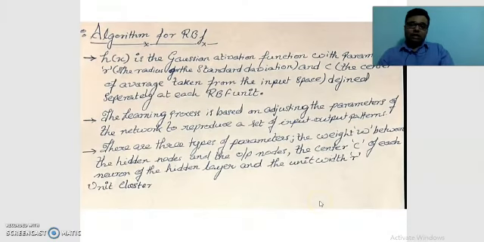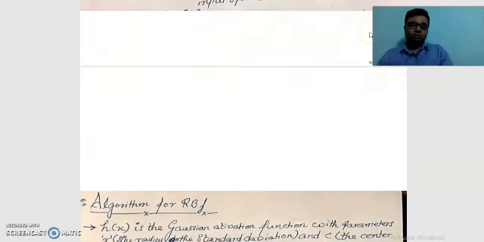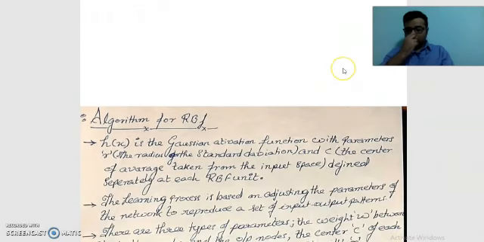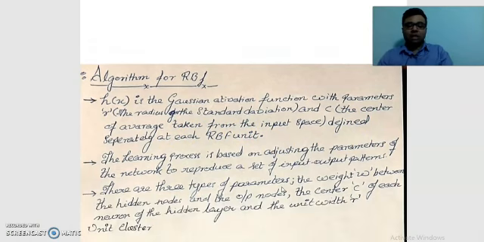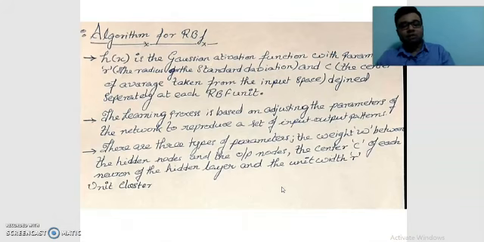Let us now discuss the algorithm in detail. So how does the algorithm of radial basis function actually work? Here we have taken the hidden layer, where h of x is the Gaussian activation function, which is referred to by two parameters, r and c. So r is the radius or standard deviation, and c is the center, the average taken from the input space, defined separately at each radial basis function unit.